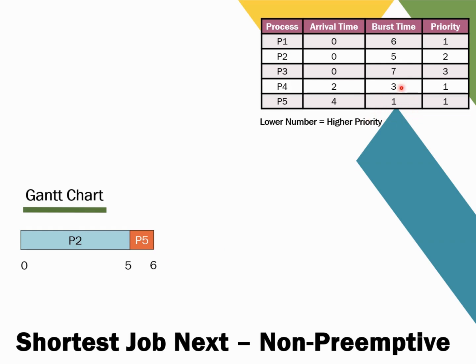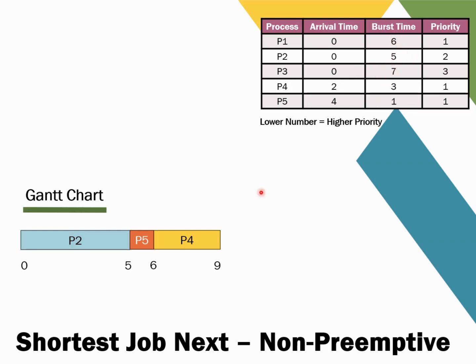Then between P4 with burst time 3 and P1 and P3 with burst times 6 and 7, we allocate the CPU, of course, to the shortest one, P4, and between 6 and 9 the CPU is allocated to P4. Now at the end, we have only 2 processes, P1 with burst time 6 and P3 with burst time 7.